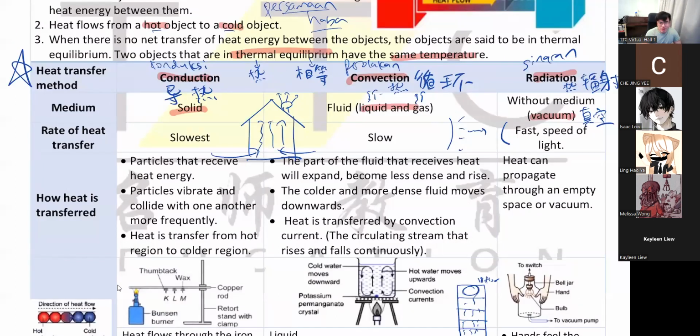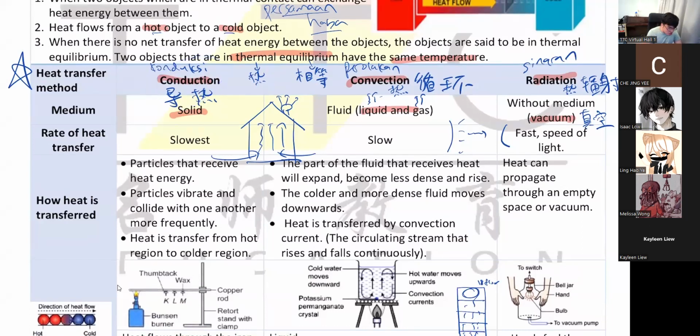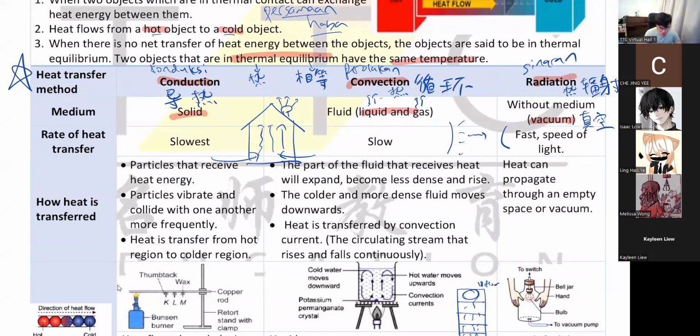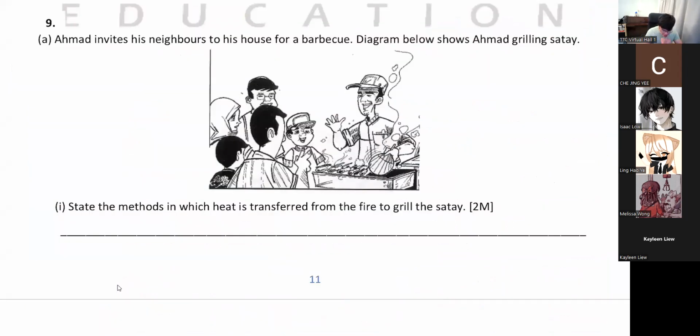Do you still remember the three methods of heat transfer? How does heat move from one place to another? They do it either by conduction, which is in solids, or by convection, perolakan, which is in liquids and gases, or through radiation, which happens in a vacuum. This is when the exercise starts to get a bit tricky.